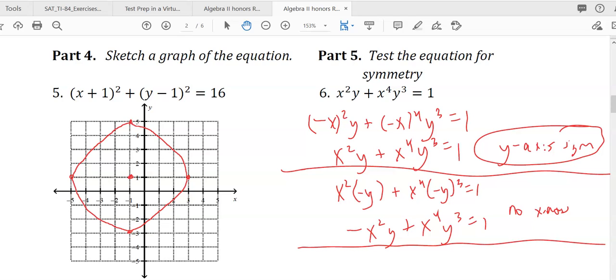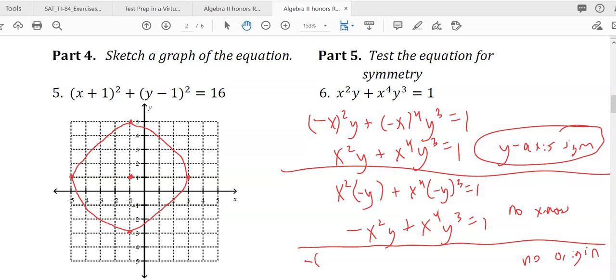And since it doesn't have one of these or the others, I guess I could test for origin, but I'm pretty sure it's not going to work out. So you could do one more test, but there's going to be no origin symmetry. You really would need both of the others to have origin symmetry, I think. Since it has y-axis symmetry, it should have both if it's going to have origin.